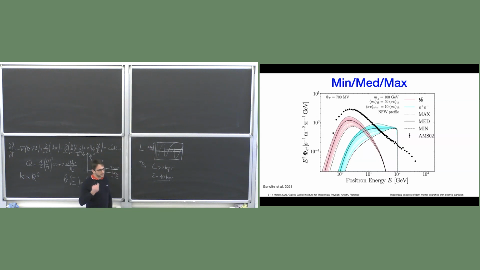For the astrophysical production of cosmic rays, this is of course an issue. But for dark matter it is even more of an issue, because dark matter particles are generated from a huge halo with a size of 100 kiloparsec. So dark matter can produce positrons almost in a sphere of 100 kiloparsec.